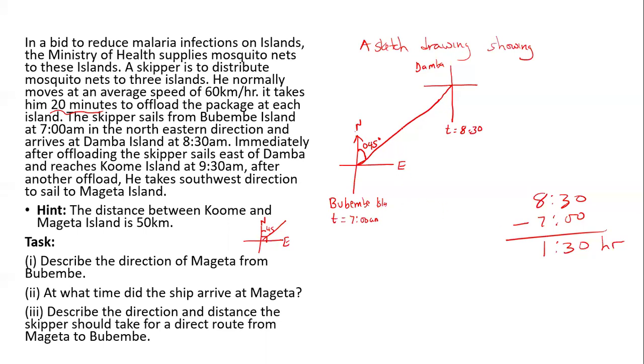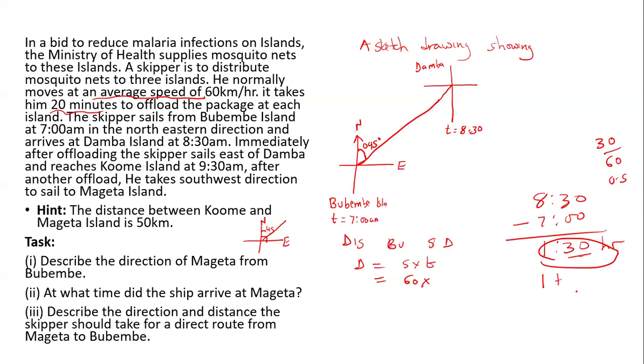Then you ask yourself, what distance will I have? Distance between Bubembe and Damba. We say that distance is always given by speed times time. They told us that he normally drives at an average speed of 60. So my speed is 60 times the hours. Now you convert the 1 hour and 30 minutes. Since the speed is given in kilometers per hour, you convert the 30 minutes to hours. So 30 minutes is 30 out of 60, which gives you 0.5. So this will be 1.5 hours.